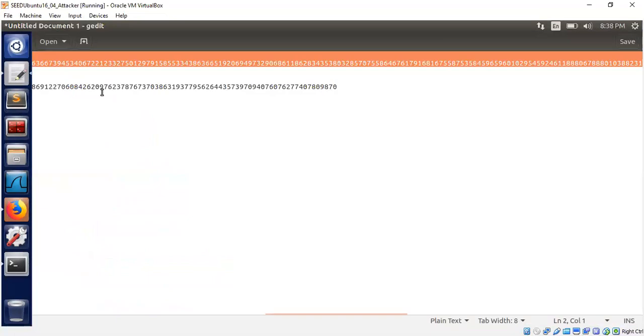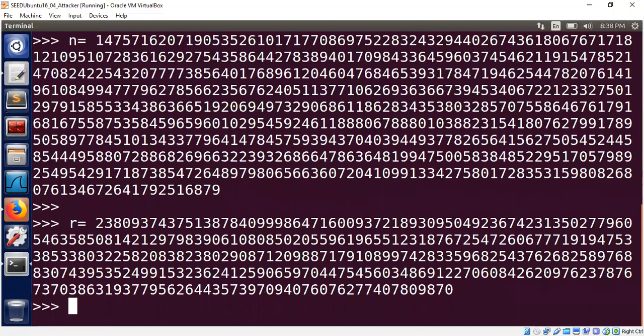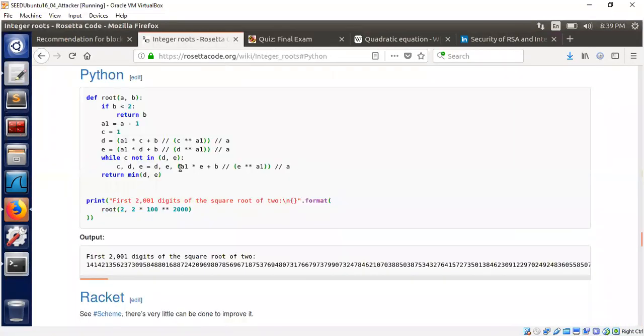So we have our N. They also gave us the R. Okay, so we got N and R. Now we need to find a way to solve the quadratic equation. Python's square root function won't work for large numbers like these. Luckily, there is a nice function that we can use.